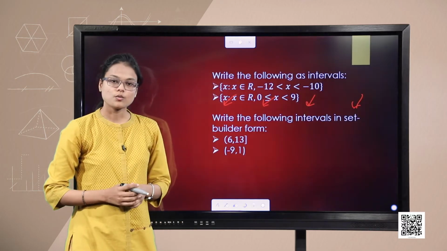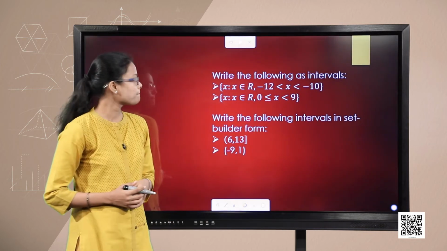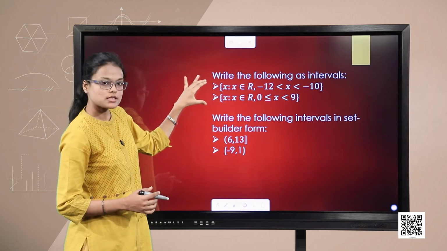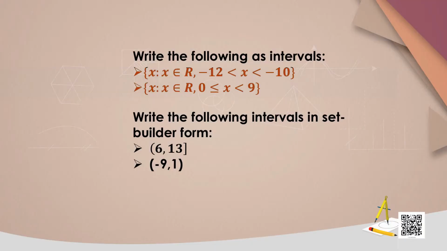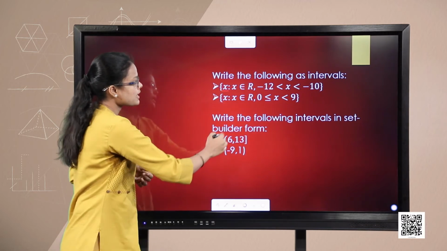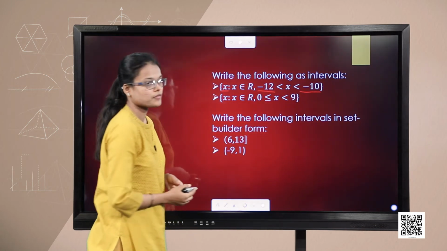So let us take one question and understand it more profoundly. In this, write the following as intervals. Set builder form is given for the sets and we have to convert it into an interval. This is the set of all those real numbers which are lying between -12 and -10.